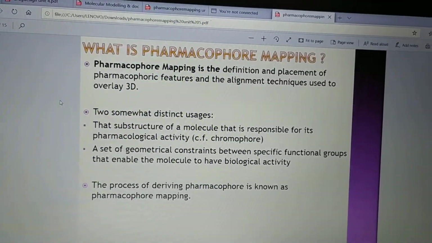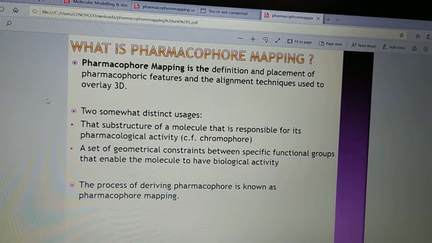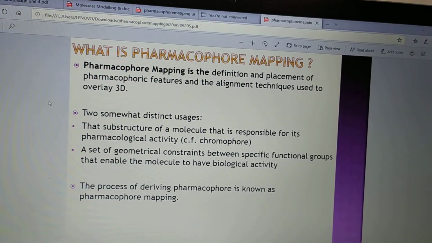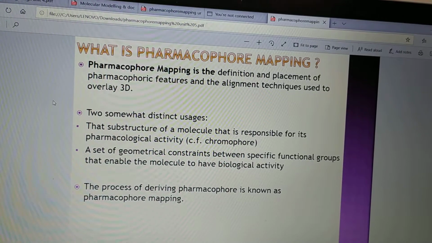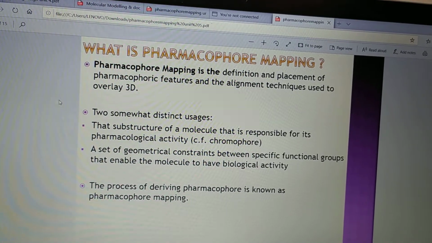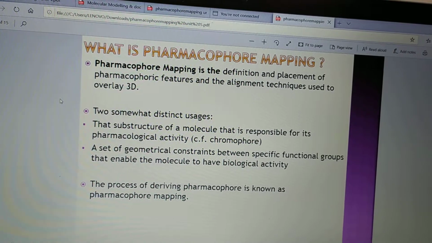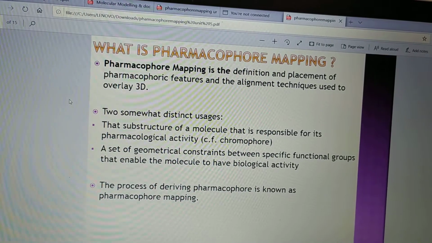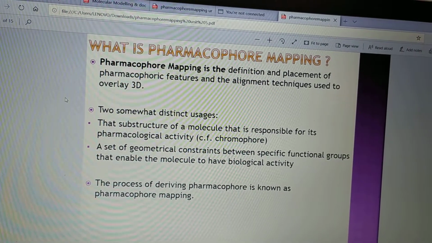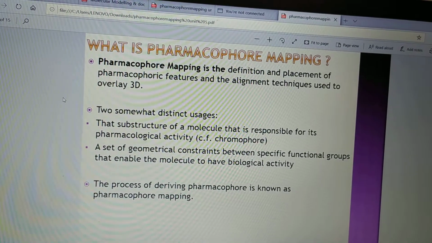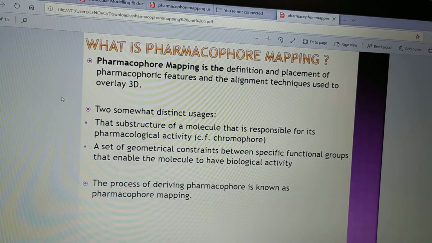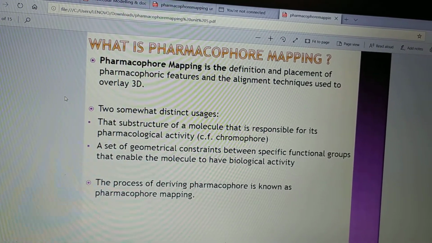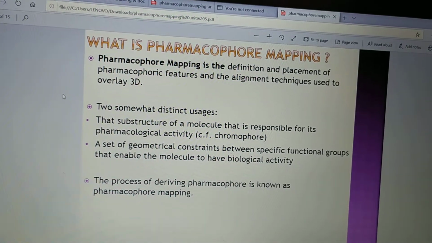What is pharmacophore mapping? Pharmacophore mapping is the definition and placement of pharmacophoric features and an alignment technique used to overlay 3D structures. It has two somewhat distinct uses: the substructure of a molecule that is responsible for its pharmacological activity, and a set of geometrical constraints between specific functional groups that enable the molecule to have biological activity. The process of deriving a pharmacophore is known as pharmacophore mapping.